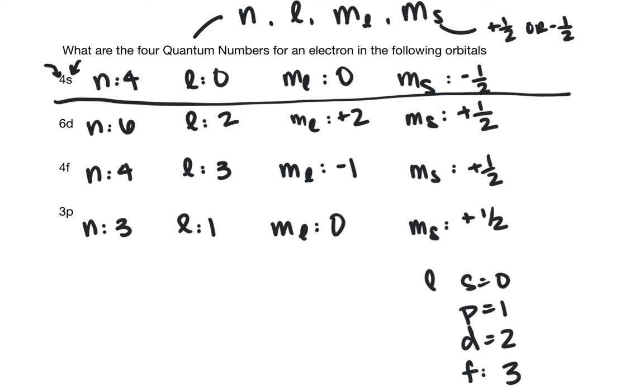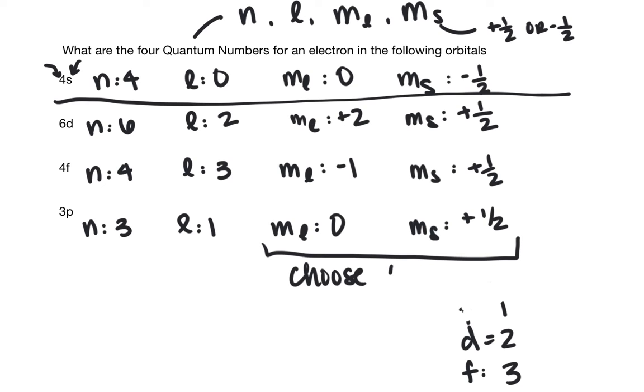So I'm going to erase this table, not really all of it, just enough to give me a place to write a note. So these, you must choose any allowed value. You shouldn't pick all of the allowed values, just any one. And the allowed values are determined by L, which is determined by the type of orbital.